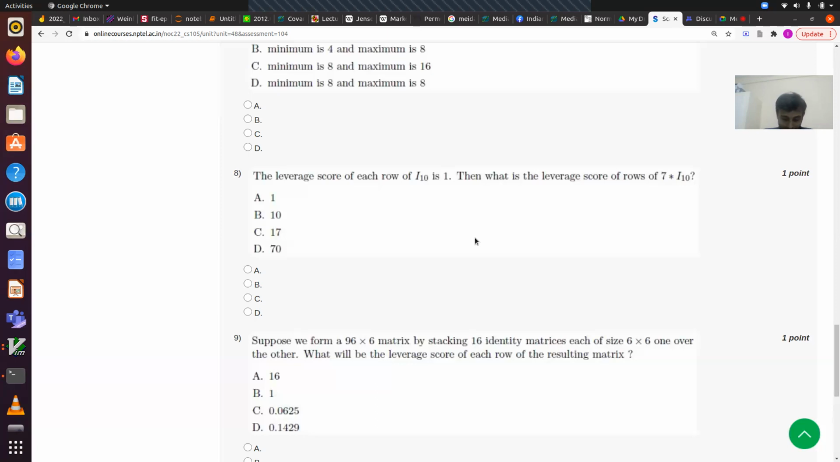So I will tell you. The leverage score of a row is proportional to the 2 norm of that row. What is 2 norm, sir? I know norm, not 2 norm. So 2 norm is a particular norm, which we just discussed. Okay, 2 norm is the normal norm.